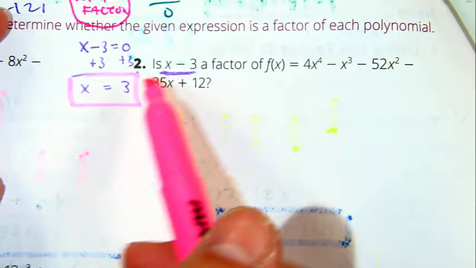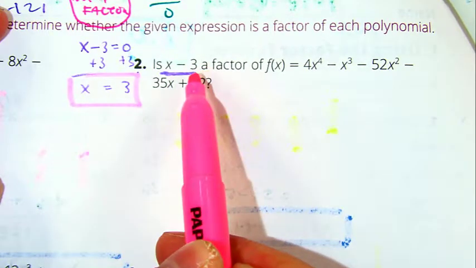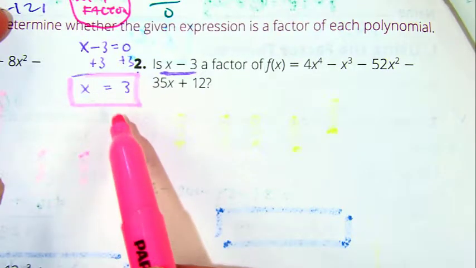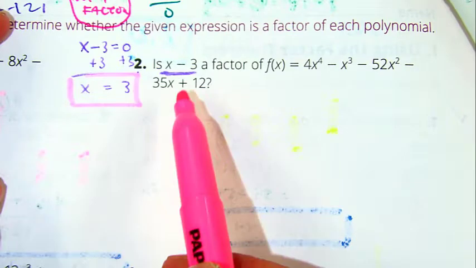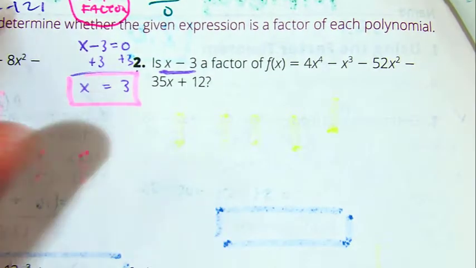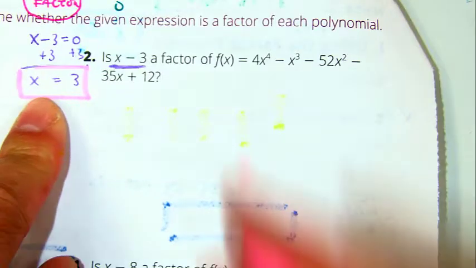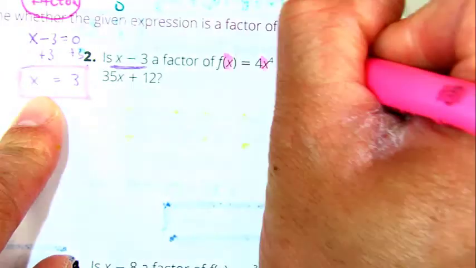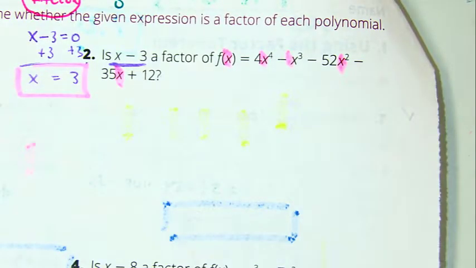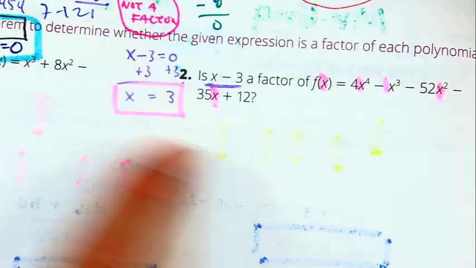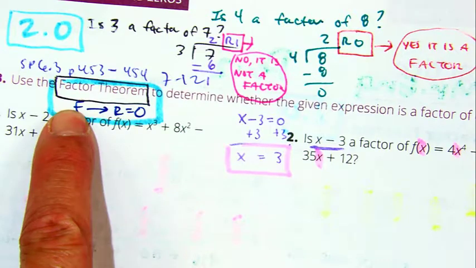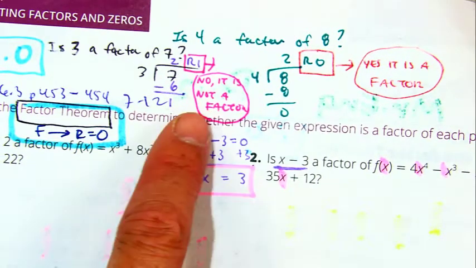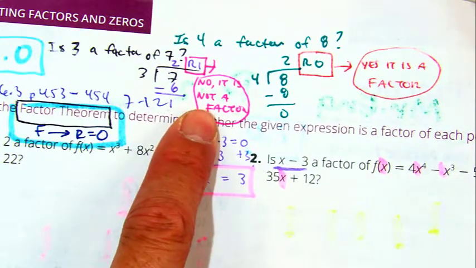You can say that again: x minus 3 is the same thing as x equals 3. It's kind of like a hamburger, it's the same thing as a burger. How do we use that? If I take this value, now I can put it in for every x value. If the answer is equal to 0, then it's a factor. But if I have a remainder or a different number, then it's not a factor. Let's do that together.